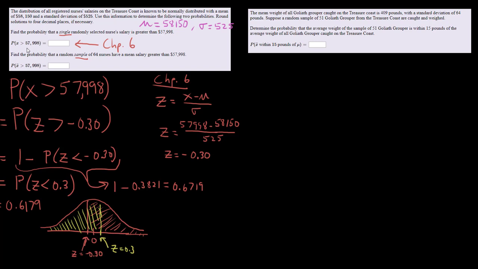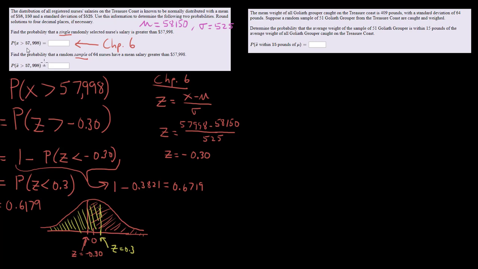Okay. Now, what's the interpretation there? The interpretation is if we randomly select a single nurse, a single observation out of all registered nurses on the Treasure Coast, and ask what's your salary, there is a 0.6179 probability that the salary of that nurse will be greater than $57,998. You're talking about a single observation, a single nurse out of all the nurses on the Treasure Coast, which is our population.